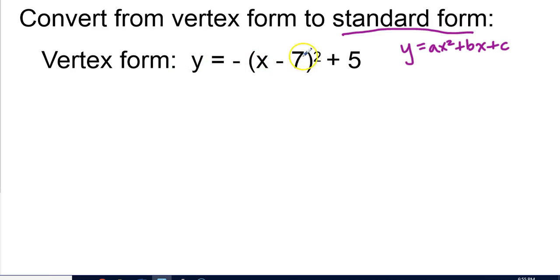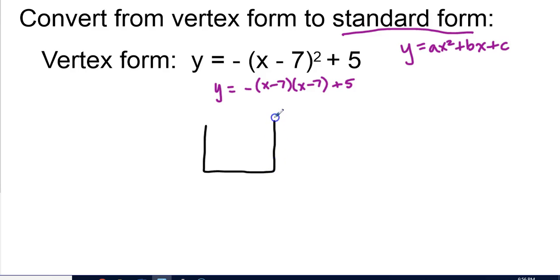First, I need to multiply out this (x minus 7) squared. So basically what that's saying is multiply x minus 7 times itself. Okay? But I still have the plus 5, and I still have a negative in front. Okay, so if I'm to show that, one way to do it is to create the area model. So (x minus 7) times (x minus 7). We can set up a box or a window.